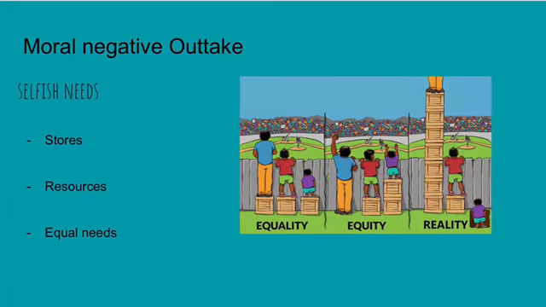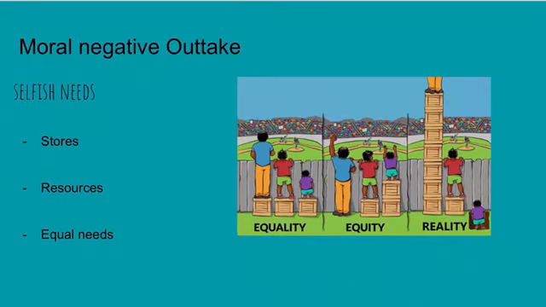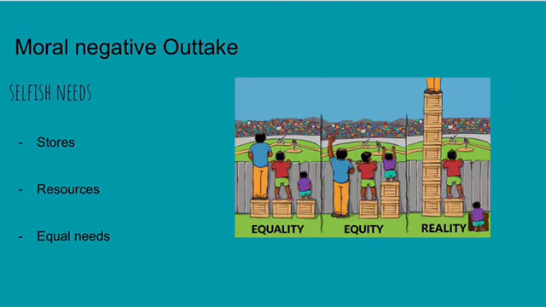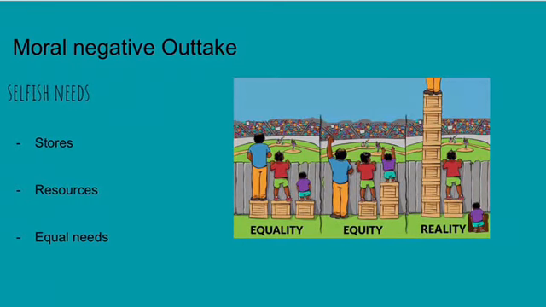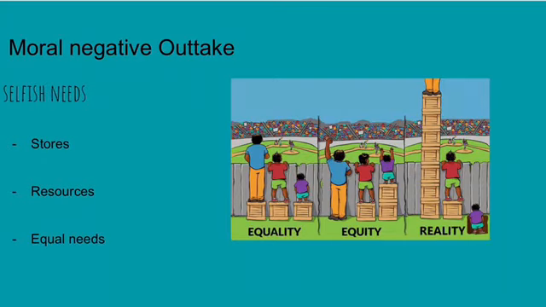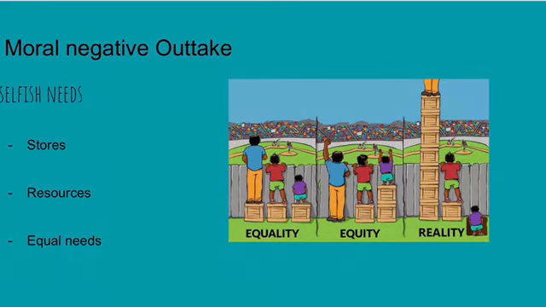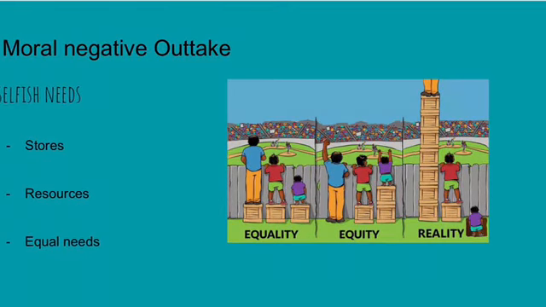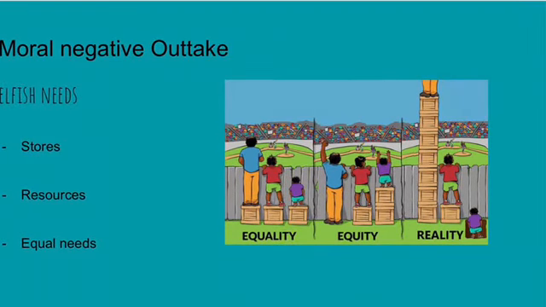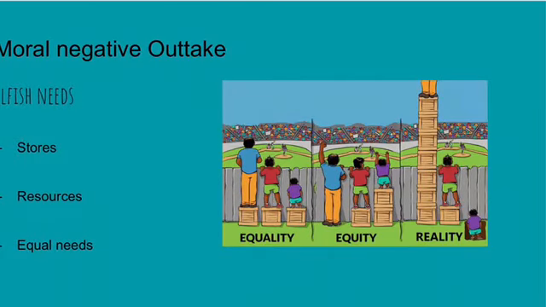For the moral negative outtake, we can see selfish needs and the lack of morality in the world. People are going to the stores and abusing resources such as toilet paper and other things like cleaning supplies. This affects the world since everybody needs resources, and if we really want to get out of this situation, we all need to be able to have resources to take care of ourselves and be healthy. So we can see the lack of morality when people think more about their needs than others' needs.